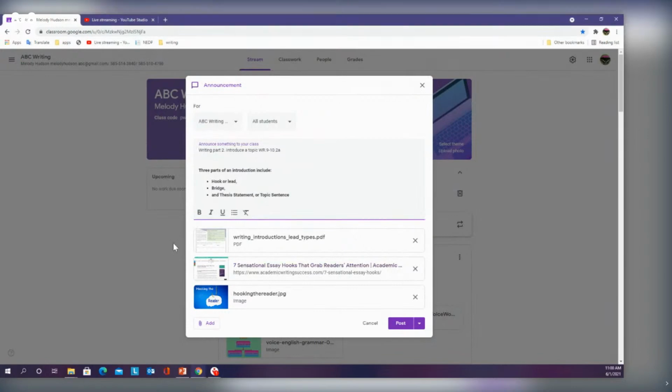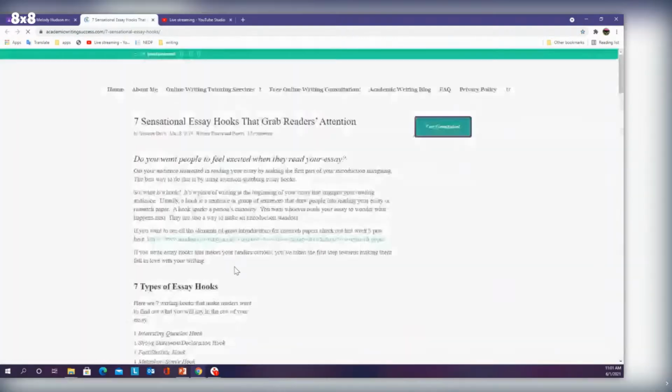But the parts of an introduction include a hook or a lead, a bridge, something in the middle, and then finally a thesis statement or our topic sentence. And for now, you are all going to just be writing topic sentences to tell what your passage is about. So let's take a look first at some essay hooks that grab readers' attention.